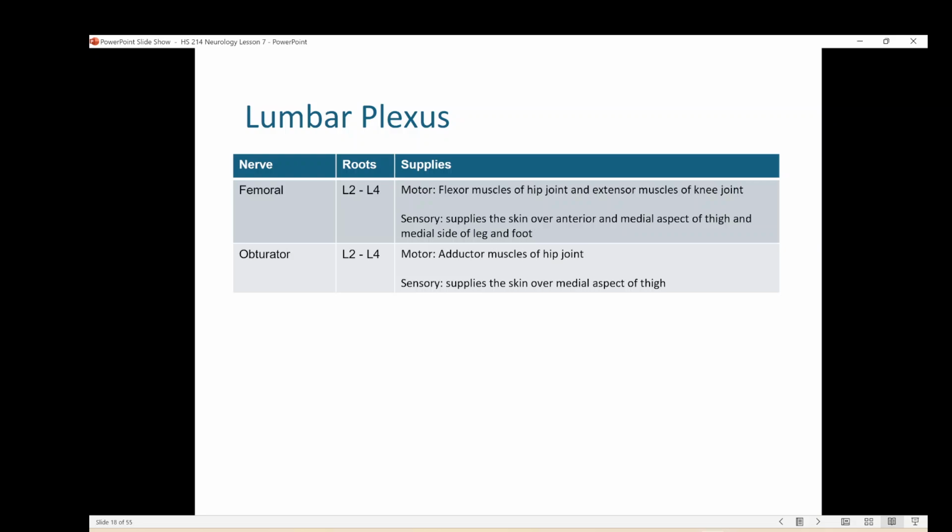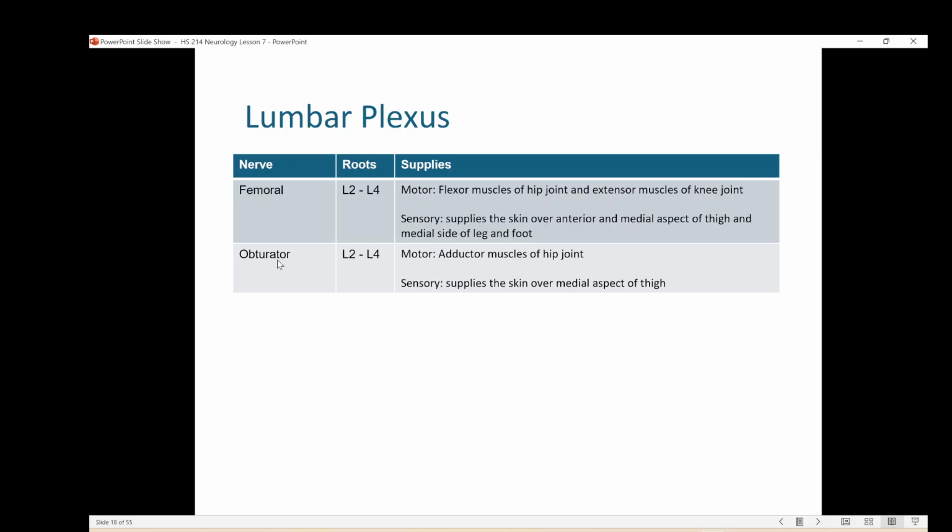Okay, the last two nerves of the lumbar plexus are the femoral and the obturator nerves. The femoral nerve comes from nerve roots L2, L3, L4, and this is going to supply, from a motor point of view, the flexor muscles of the hip joint, as well as the extensor muscles of the knee. So it's basically going into the anterior pelvic area and thigh area. As far as sensory, it supplies the skin over the anterior and medial aspect of the thigh, and it goes down the medial aspect of the leg all the way down into the foot.